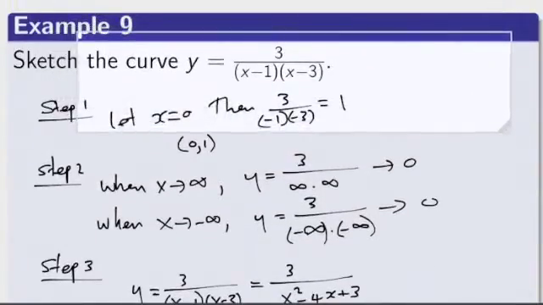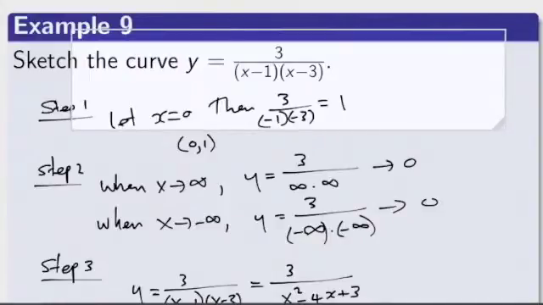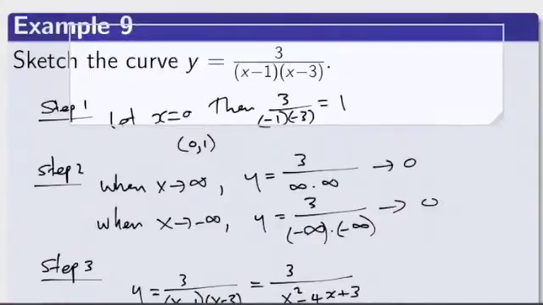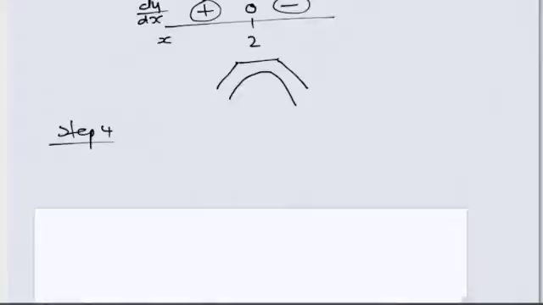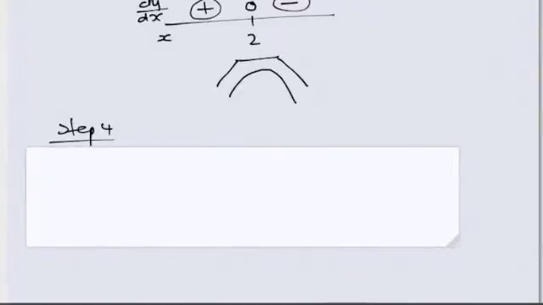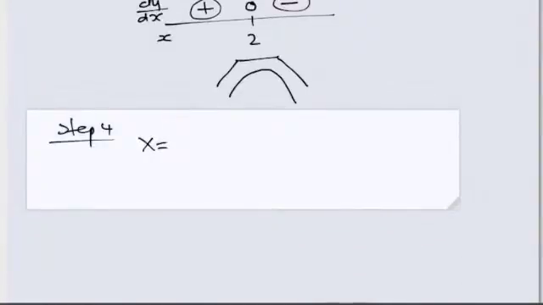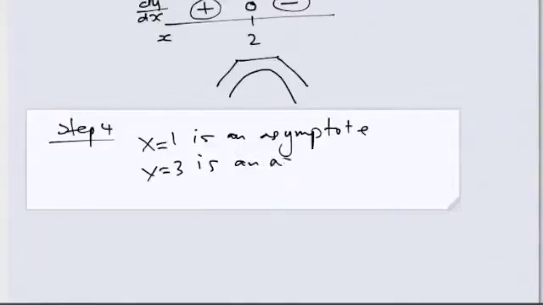So clearly looking at this expression for y, in the denominator we have x minus 1 and x minus 3. So when x equal to 1 and x equal to 3, y is undefined. So x equal to 1 is an asymptote. And x equal to 3 is an asymptote as well.